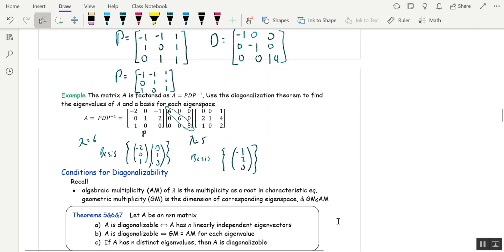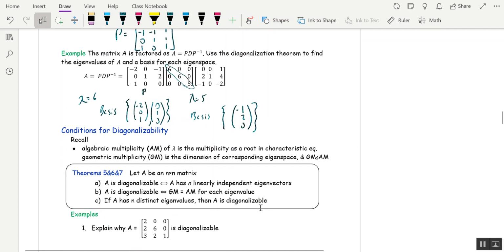Okay, so that theorem I mentioned, we've already talked about A and B, so these are equivalent statements. A has n linearly independent eigenvectors will happen if and only if the geometric multiplicity is equal to the algebraic multiplicity for each eigenvalue. For example, in the example on the second page when I did that big diagonalization, and in the one you did for practice.